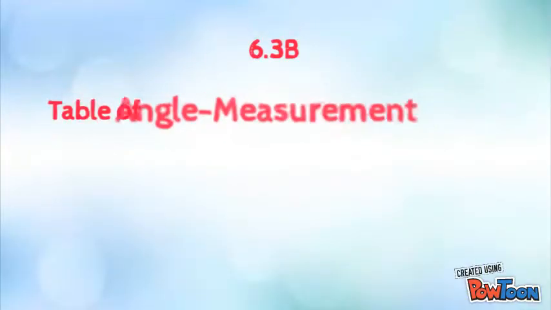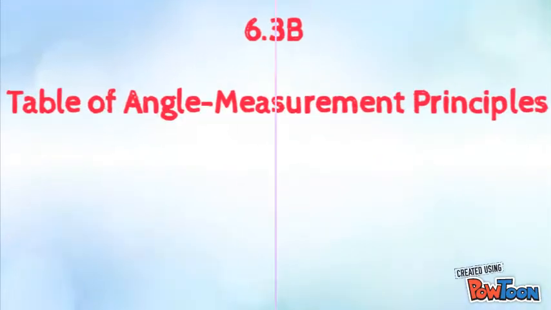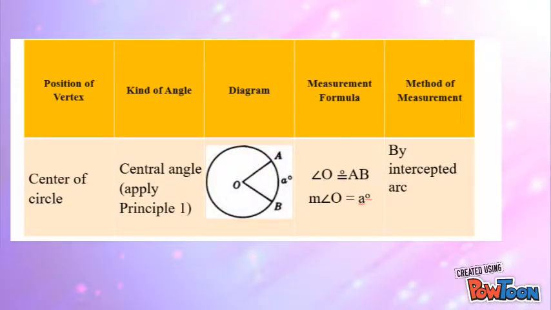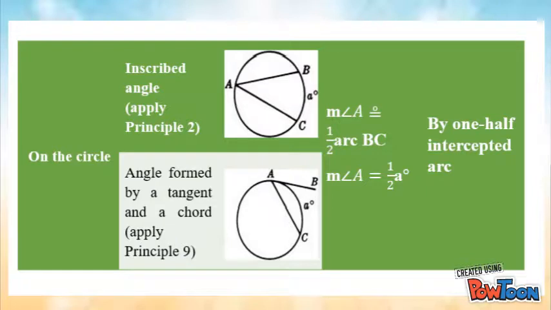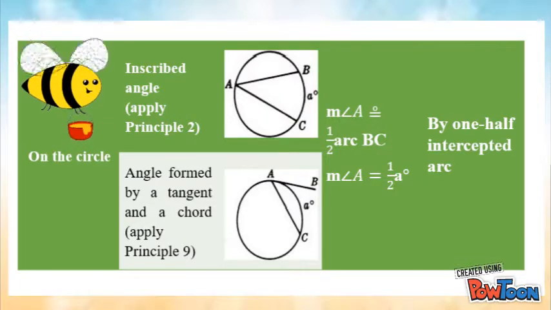6.3b Table of angle measurement principles. Center of circle: central angle, apply principle 1, measured by the intercepted arc. On the circle: inscribed angle, apply principle 2; angle formed by a tangent and a chord, apply principle 9; measured by 1/2 the intercepted arc.